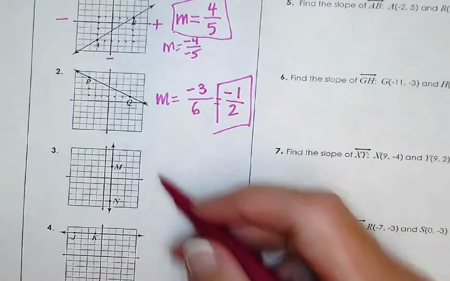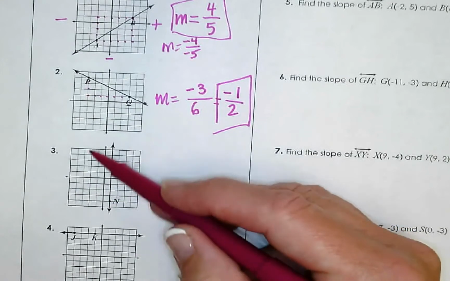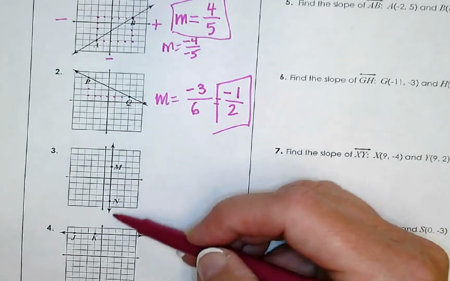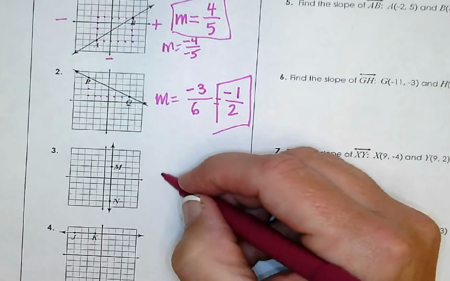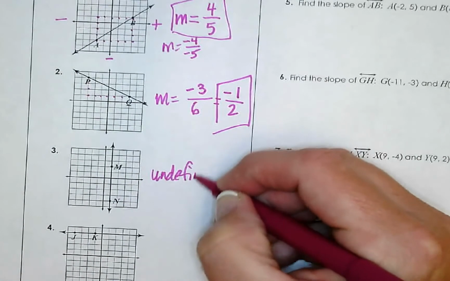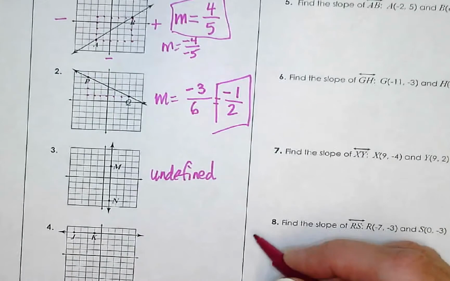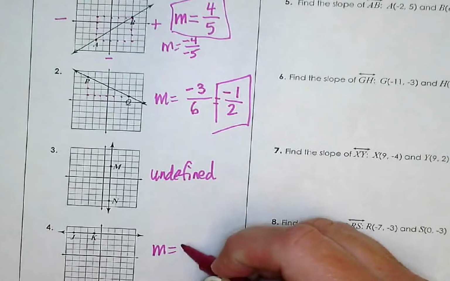Number 3, if it is a vertical line, it doesn't matter where it crosses that y-axis. If it's a vertical line, the slope will always be undefined. If it's a horizontal line, the slope will always be 0.